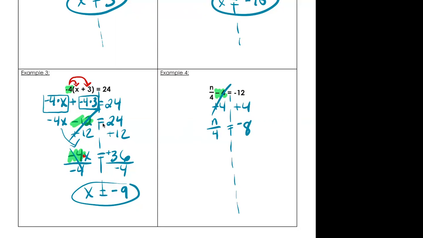Now I want to get rid of this 4 right here. This fraction bar means division. And the opposite of division is multiplication. So what I'm going to have to do is multiply both sides by 4. So n over 4 times 4 equals -8 times 4. Those 4's cancel out and leave one n. -8 times 4 is going to give me -32.